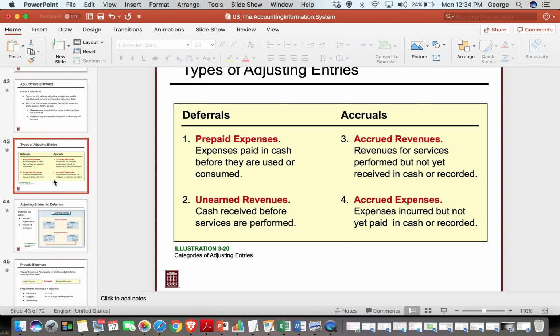All right, so two types of adjusting entries, deferrals and accruals. Two types of deferrals, prepaids and unearned. And I think you probably did some of these in Accounting 201. And then accrued revenues and accrued expenses. So these are pretty simple journal entries, and we're going to do adjusting entries, and we'll do a few of these in a minute here.